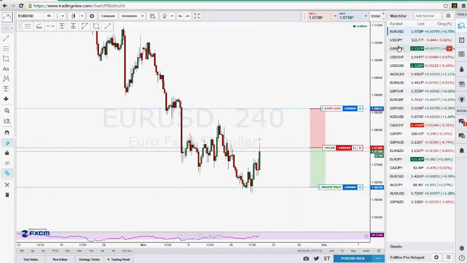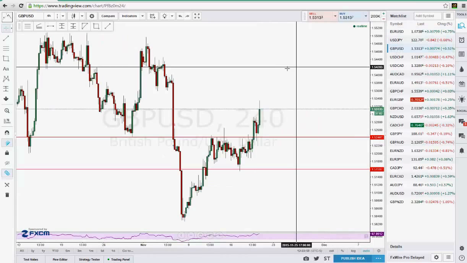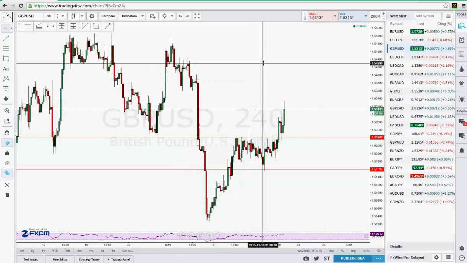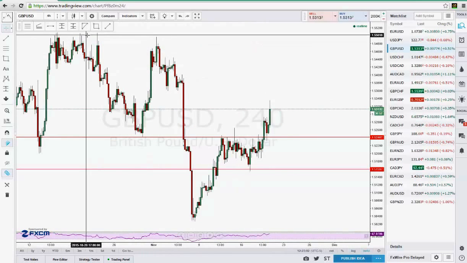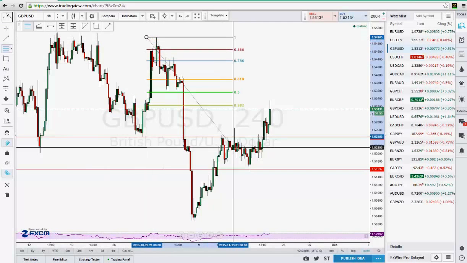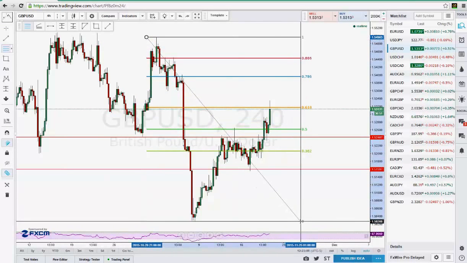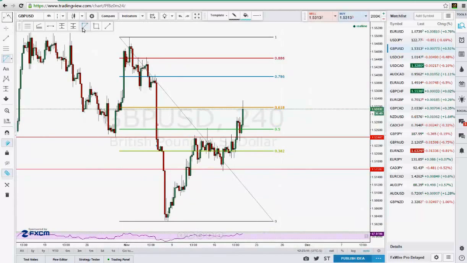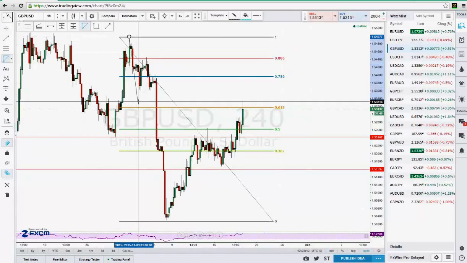Next up, we'll take a look at the pound dollar. Here on the pound dollar, we actually have an advanced pattern setting up. And you may already see this if you're a more advanced trader, but just in case, I'll draw in the Fibonacci's and bring in my triangle tool.